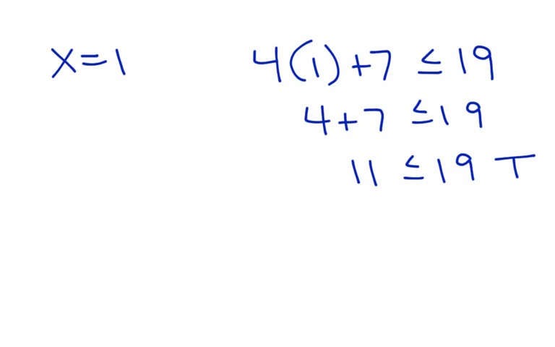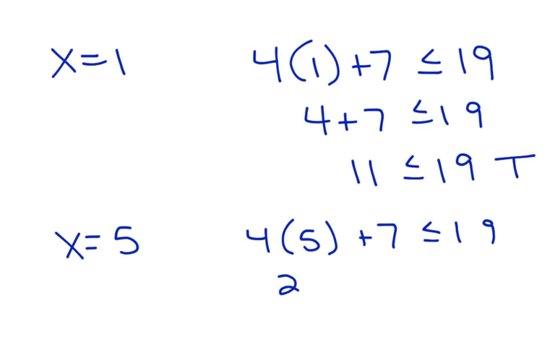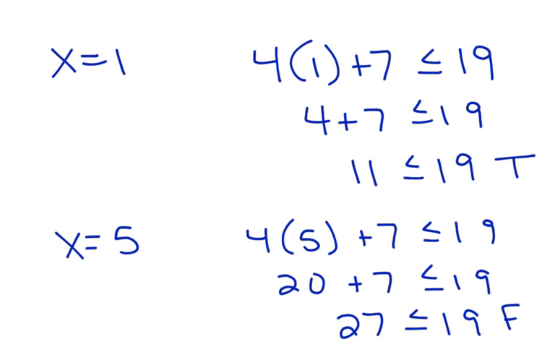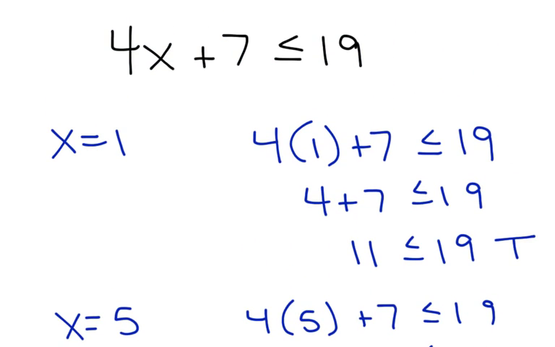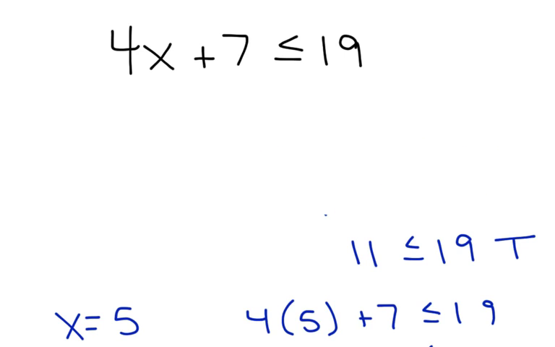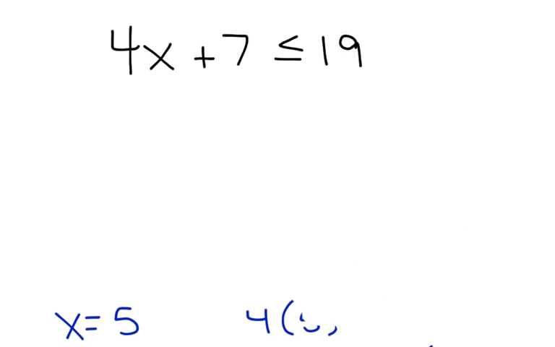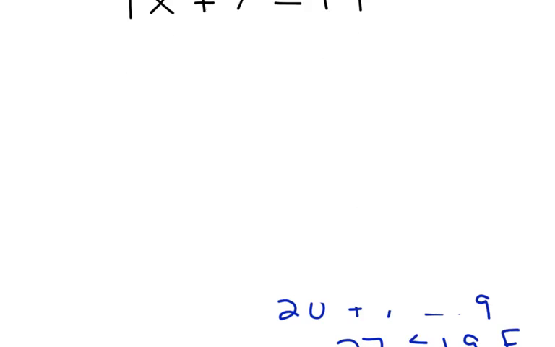However, what if I gave you 5? If I plug in 5 in place of x, I get 20 plus 7 is less than or equal to 19. Well, 27 is not less than or equal to 19, so that's false. But that's not how we went about solving this. Let me use my handy-dandy eraser and get rid of this. You know how to solve it algebraically, so that's what we're going to do.